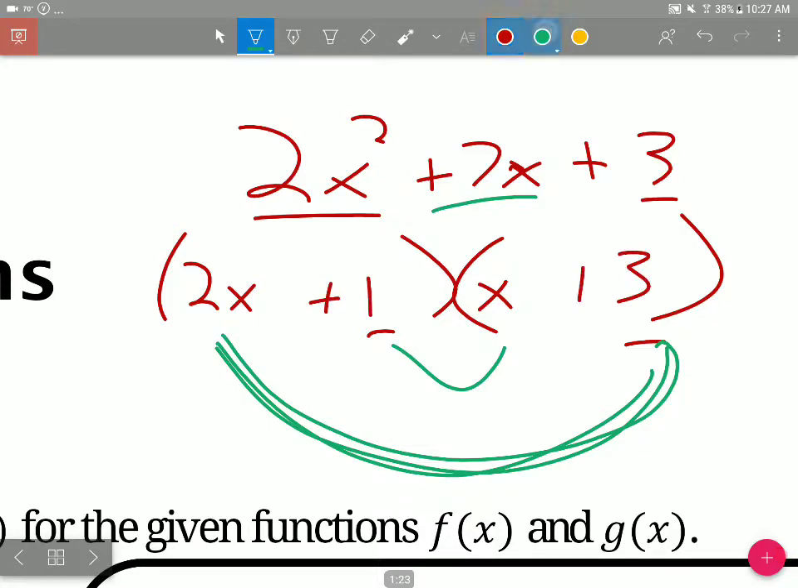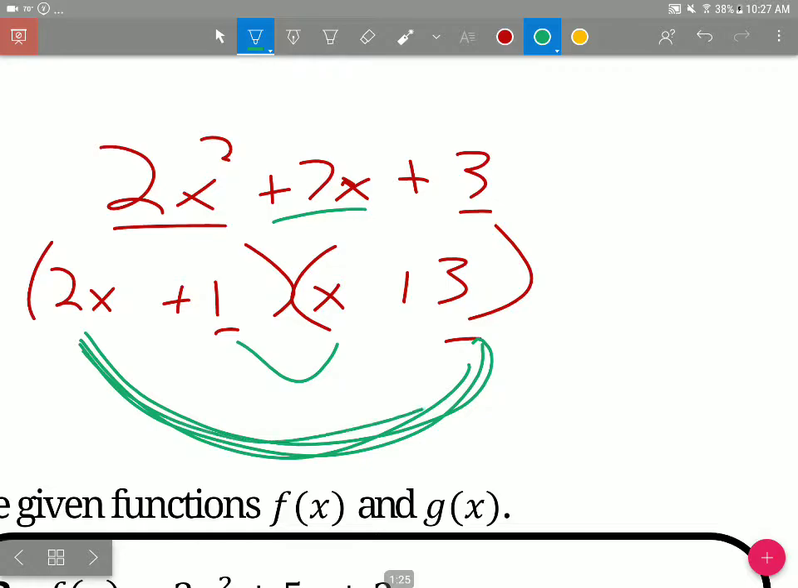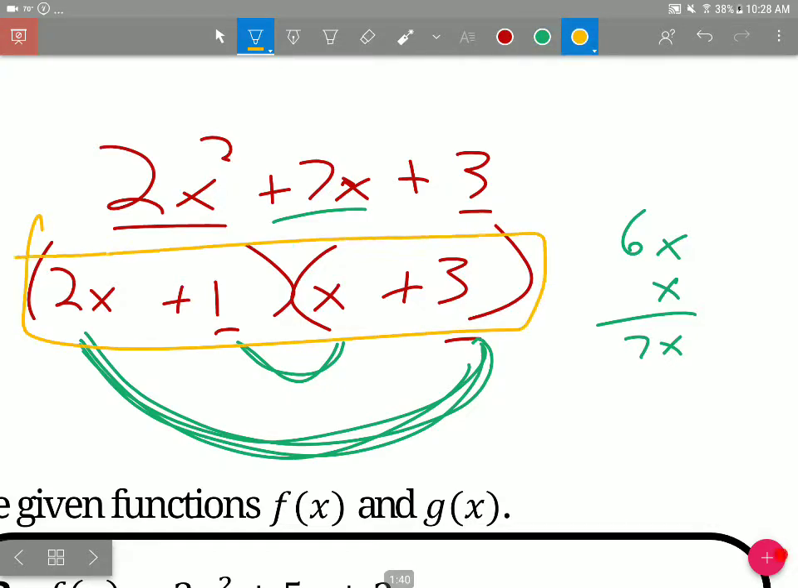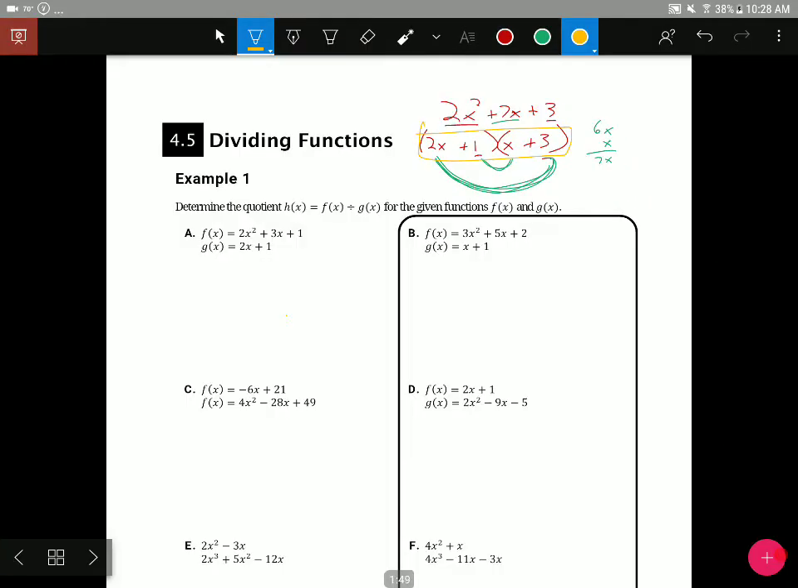And again, we check. 2 times 3 is 6, so 6x, and that's a plus sign right there. And then the inside, 1 times x is x, and those add up to 7. So that means this is the correct combination. Okay? So that's what we did last week to clear up everything and get everyone ready to go. Today we're going to start using that.